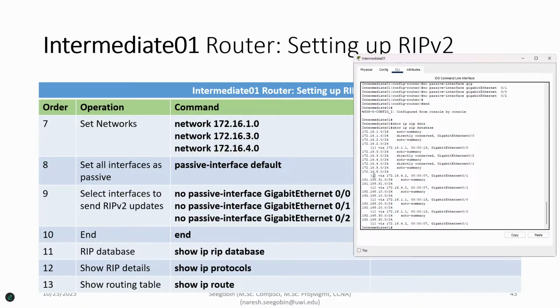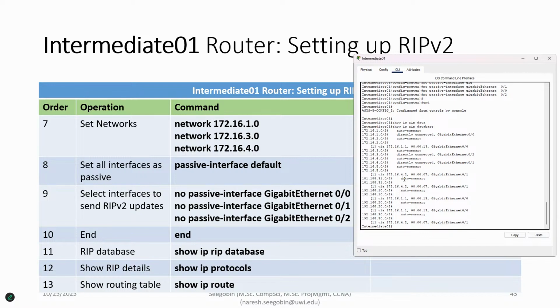We're getting entries here now. These are networks it's learning. It's learning these networks. Remember, we did not put the 181. Look at that. Learned one. Look at this, the database is being built up with updates from other routers. This is where the magic starts to happen, right?